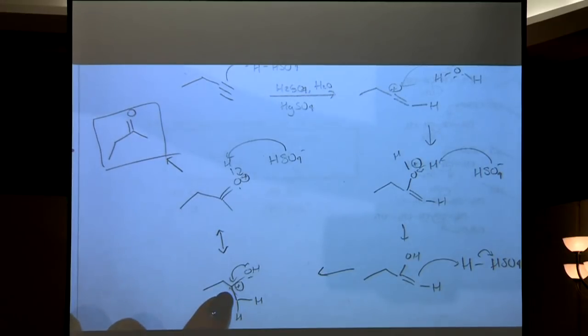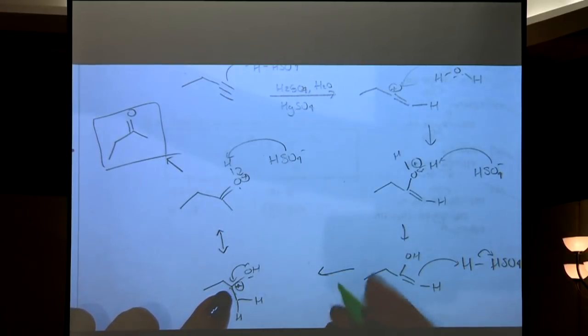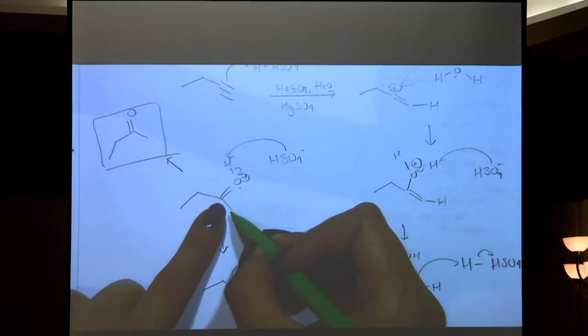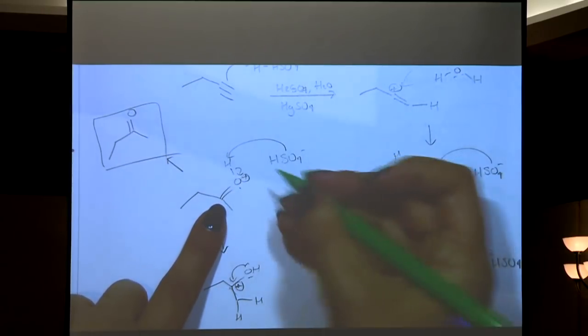This step over here? Because we have a positive charge right there. So in order for us to make that neutral again, then you form the carbonyl carbon, and then with more acid you can go ahead and deprotonate it. The base form of the acid.